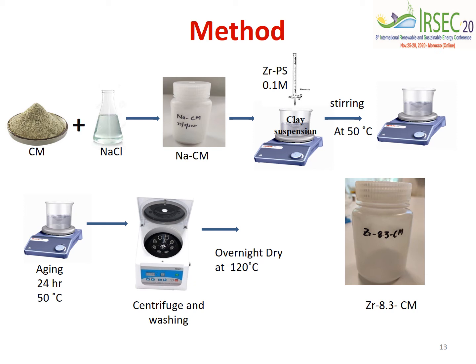Next day we washed the clay suspension and centrifuged it. Washing was done thoroughly so that all the chlorides are removed, because these chlorides prevent the formation of pillars in clay. Then the clay was dried in an oven at 120 degrees Celsius overnight.